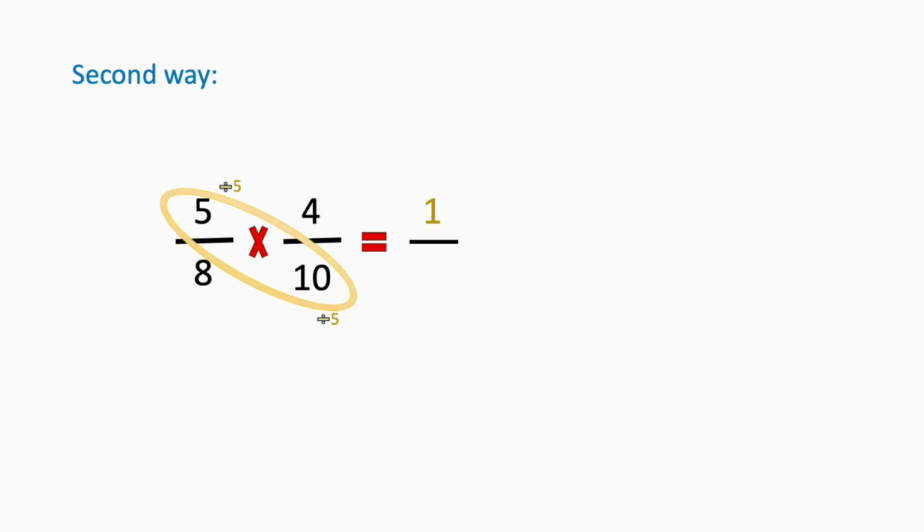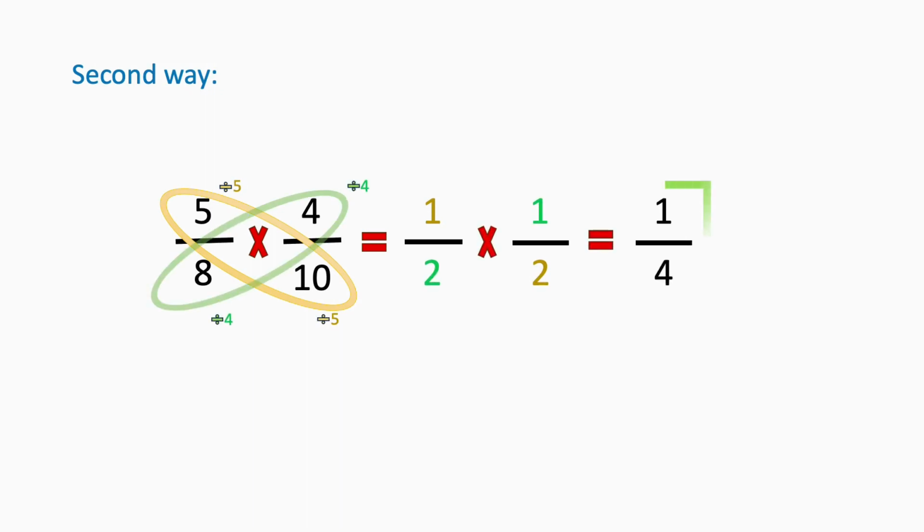Now, let's try the second way. The GCF of 5 and 10 is 5, and the GCF of 4 and 8 is 4. Therefore, fractions can be simplified like this. As you can see, the result is the same as the previous method.